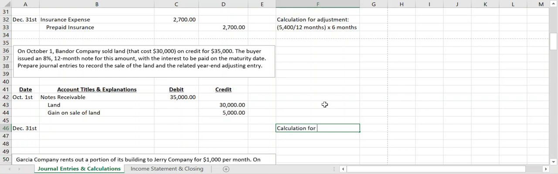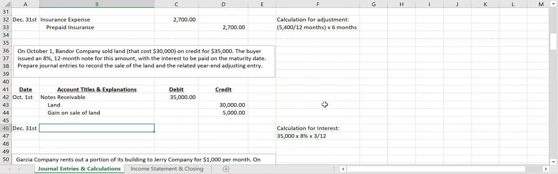So our calculation for our interest, we always take our face value, which in this case is $35,000. We multiply it by the interest rate. Remember, all interest rates are expressed in annual terms. An entire year hasn't passed yet, right? So all of October, all of November, and all of December are what we've earned in this current fiscal year. So we have to multiply it by time. So we've had that note out for 3 months in this fiscal year. So that means I've earned 3 months of interest.